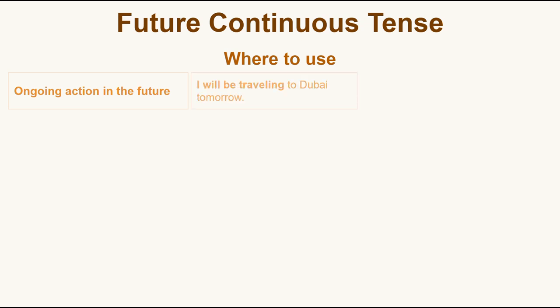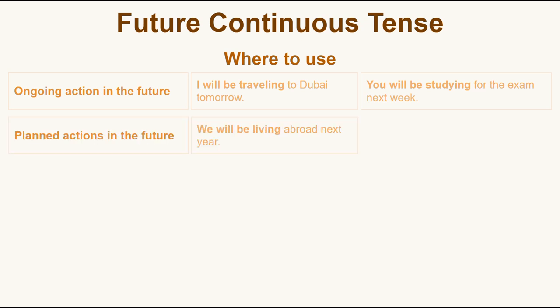Future continuous tense. Where to use? Ongoing action in the future. I will be traveling to Dubai tomorrow. You will be studying for the exam next week. Plan actions in the future. We will be living abroad next year. They will be watching the movie at 6 p.m.